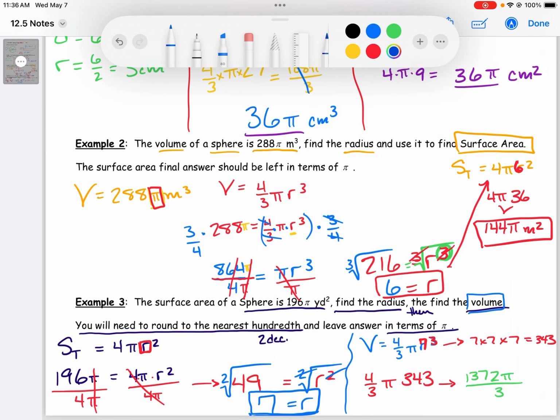And the last thing I'm going to do is, since I'm rounding, I'm going to go ahead and type that into my calculator. I'm going to get that it's 457.33, and it keeps going on and on and on. So I'm just going to put this line above there. And then I can't forget my pi, yards cubed, because it's a volume. There's my final answer.